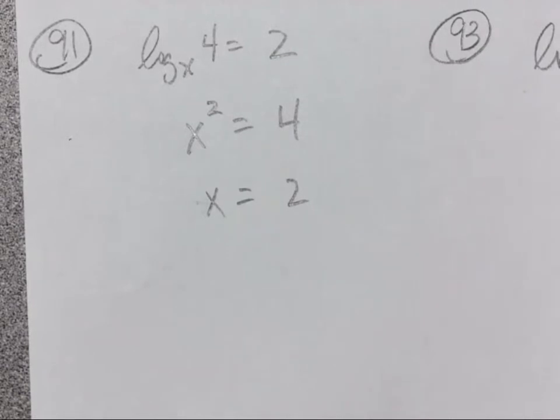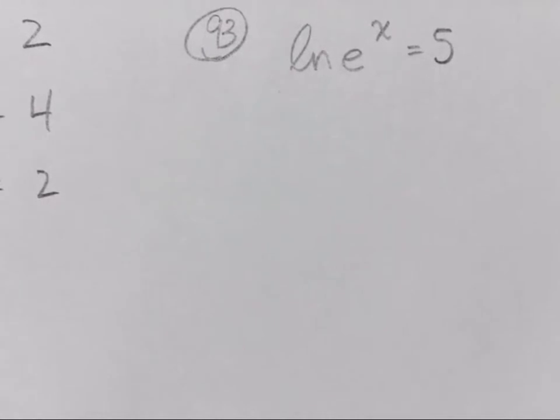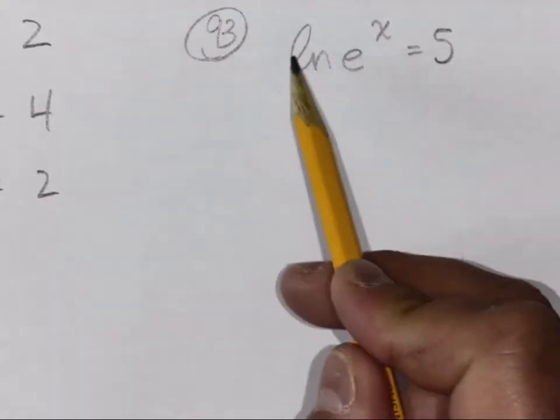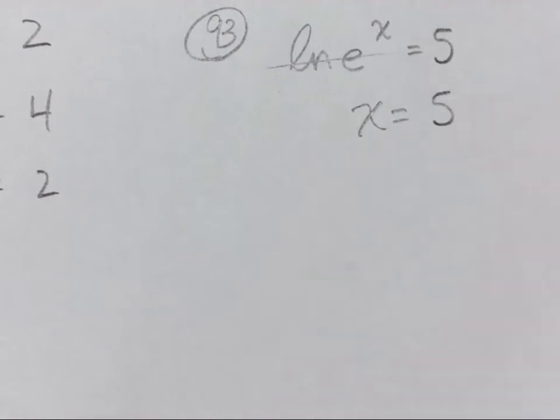Okay. And then 93, ln of e to the x equals 5. So remember, ln and e are inverses, so essentially these guys just cancel. And I'm left with x equals 5.